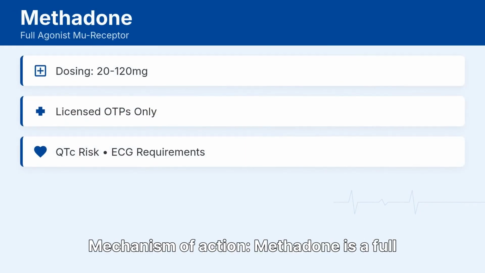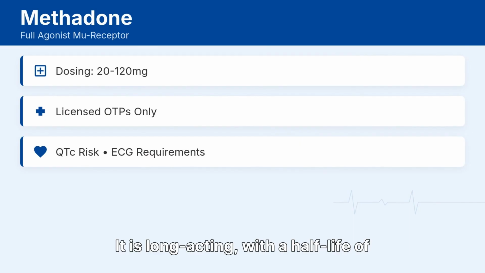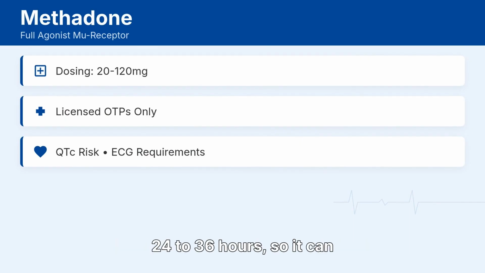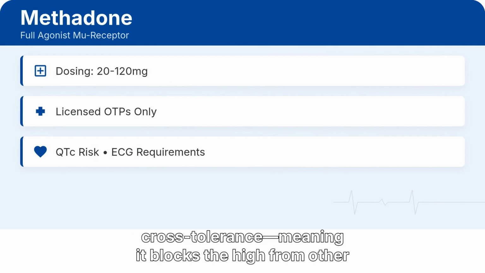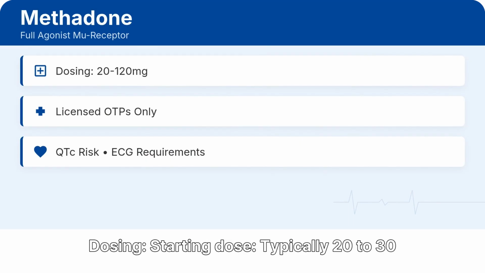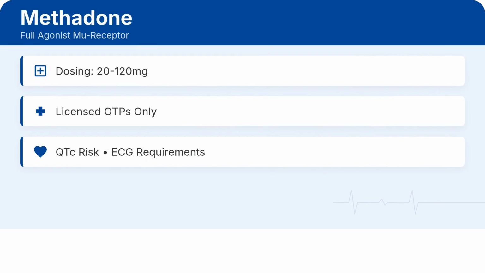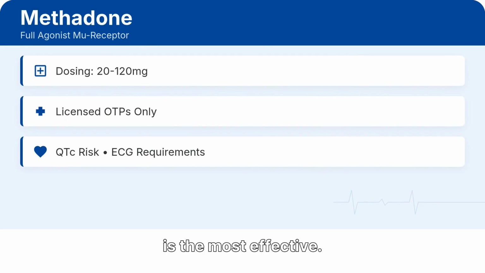Mechanism of action. Methadone is a full mu opioid receptor agonist. It is long-acting with a half-life of 24 to 36 hours, so it can be dosed once daily. Methadone prevents withdrawal, reduces cravings, and provides cross-tolerance, meaning it blocks the high from other opioids. Dosing: starting dose, typically 20 to 30 milligrams daily. Maintenance dose, 60 to 120 milligrams daily is the most effective.